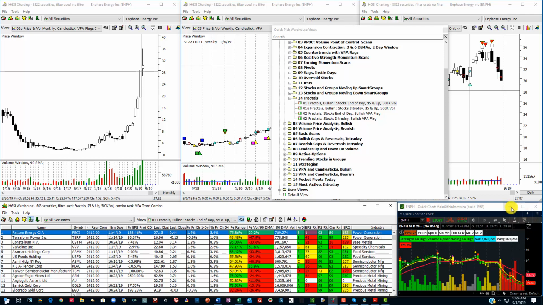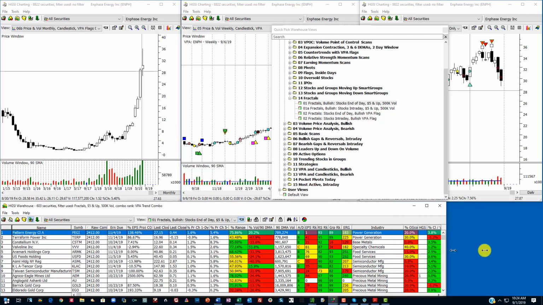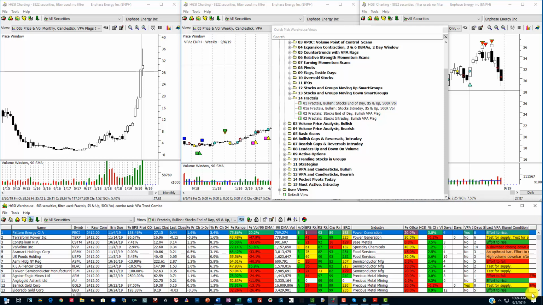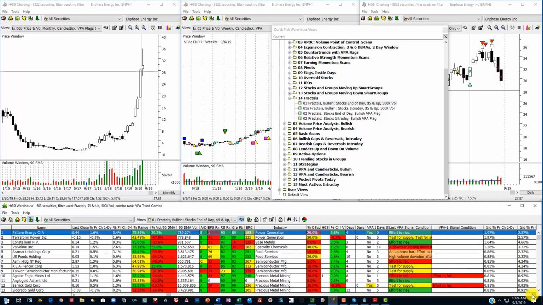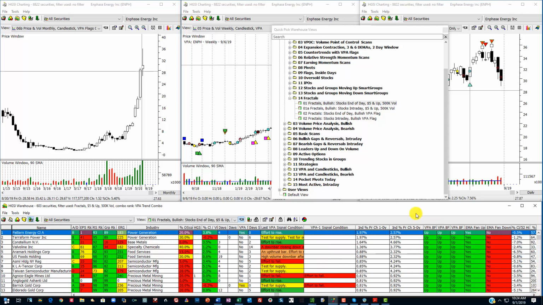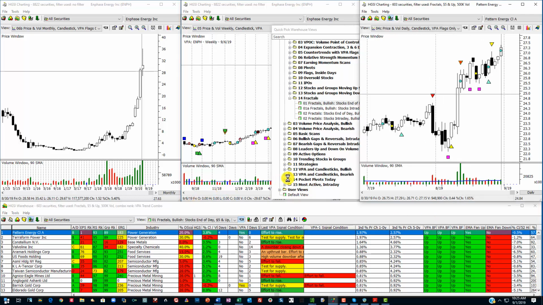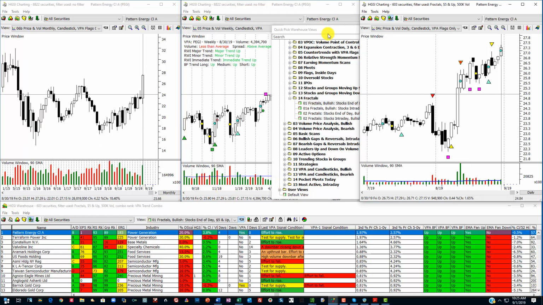And what that does is it locates stocks, or pushes them to the top, if they're trending up on the VPA best fit long, medium, and short, and if the fan is up. These are pushed to the top of the screen. So let's just take a look at Pattern Energy here, for example.